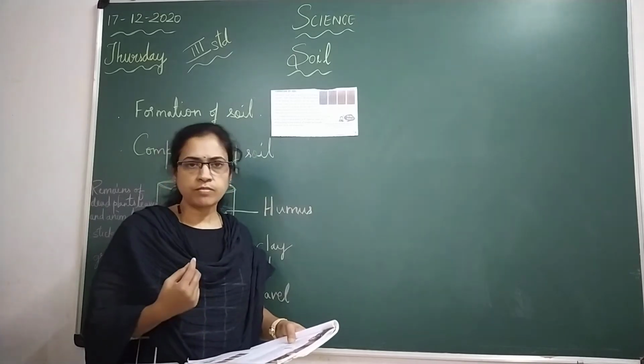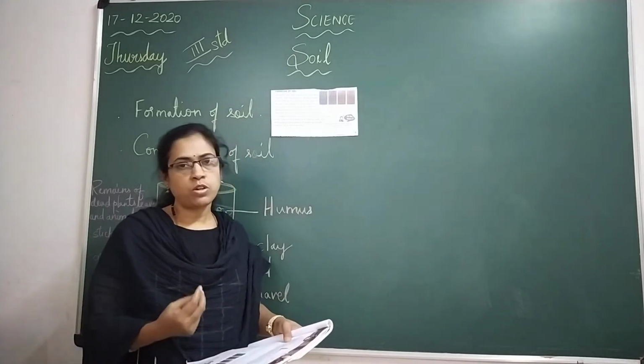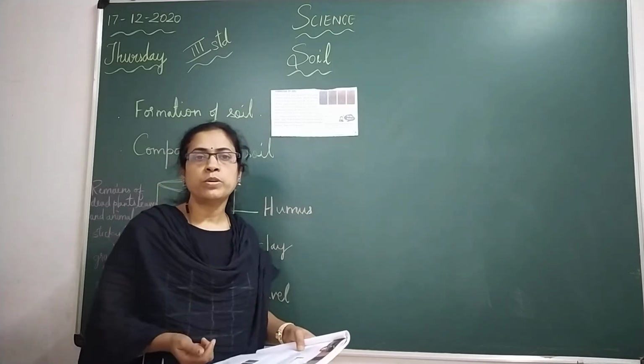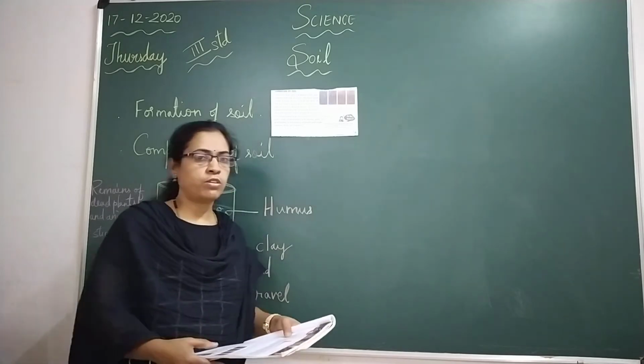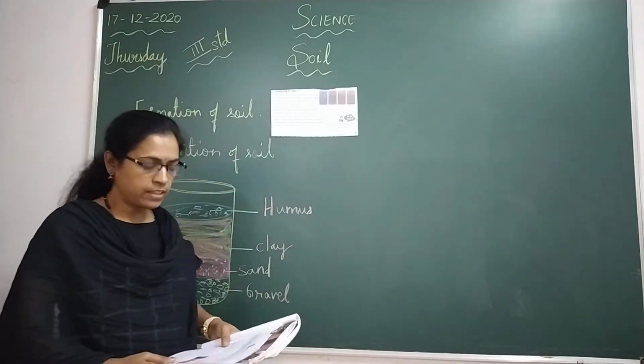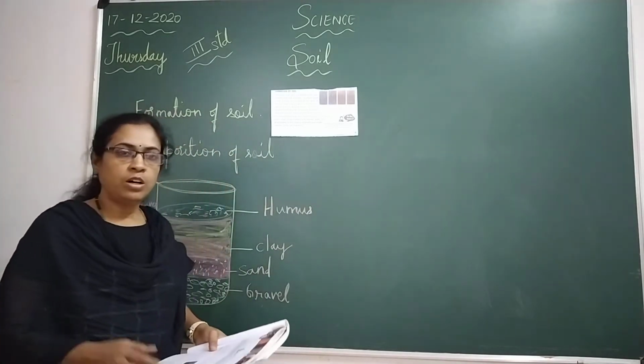Plants need soil to grow. Soil is the main source of nutrients and water for the plants. And then children, today we are going to learn how soil is formed.